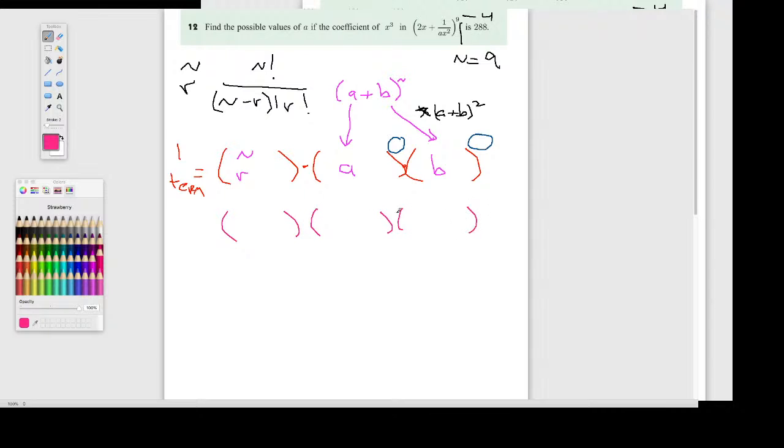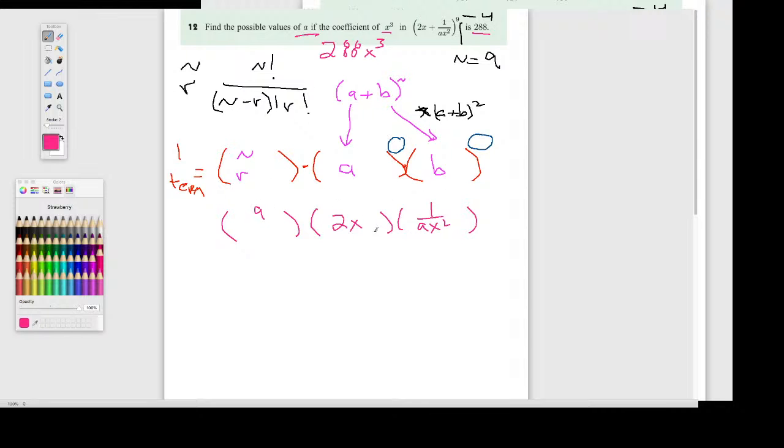So let's start filling this in. n is 9, Alexander. r we don't know yet. Our a in this case is 2x, and our b is 1 over ax squared, okay? Now, if you read the question, it's kind of tricky. It says, find the possible values of a if the coefficient of x cubed is 288. So we know that there's a term which is 288x cubed. Tell me if anyone doesn't understand that.